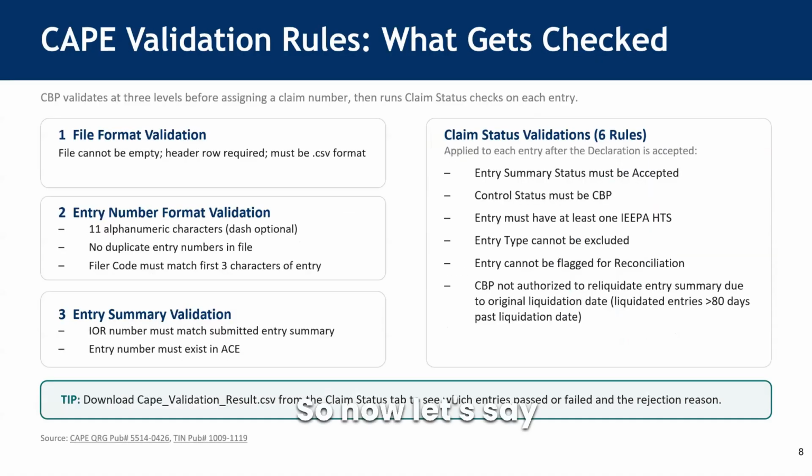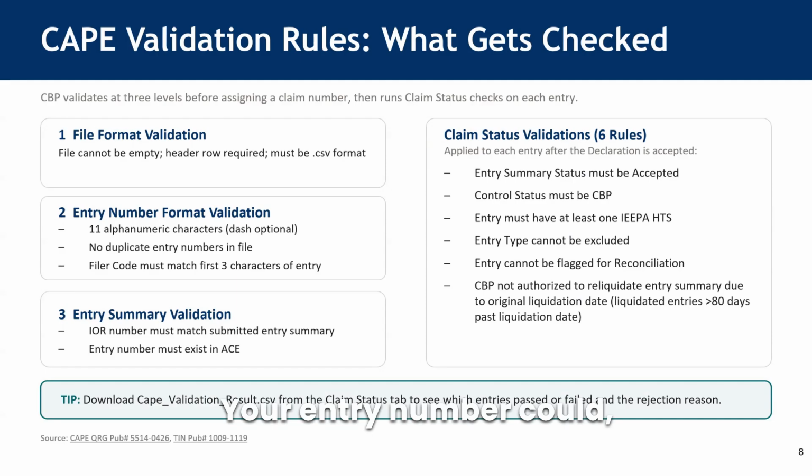So now let's say you have filed your CAPE declaration. What is CBP going to do? They're going to do these validations. They're going to make sure that your file format is valid. You can't have a file that is empty. Your header row 1 literally has to say entry number. So you have to leave that as row 1. It has to be in a CSV format. If you don't know how to do that, it's just doing a save as from Excel and choosing CSV.